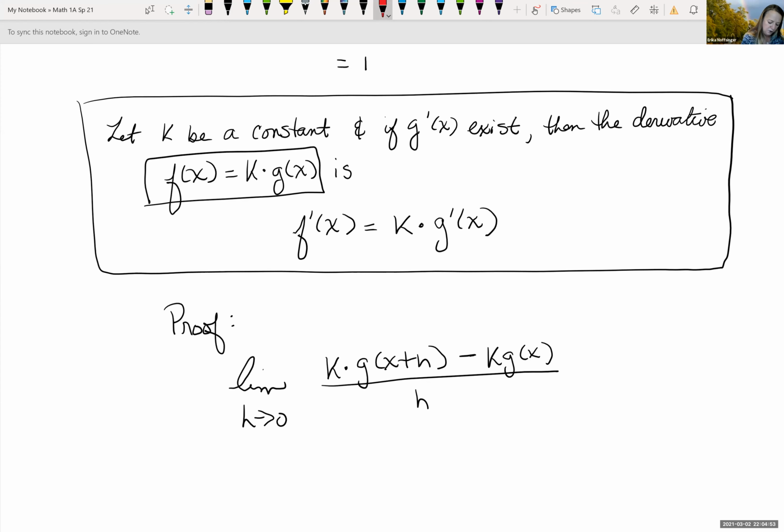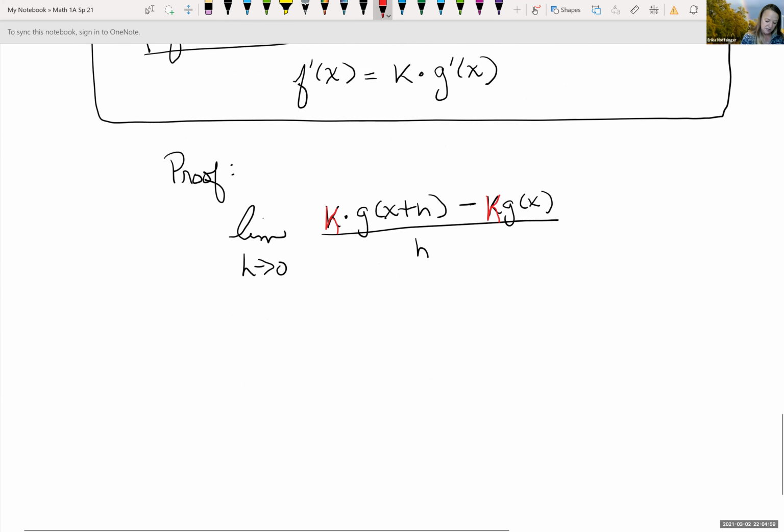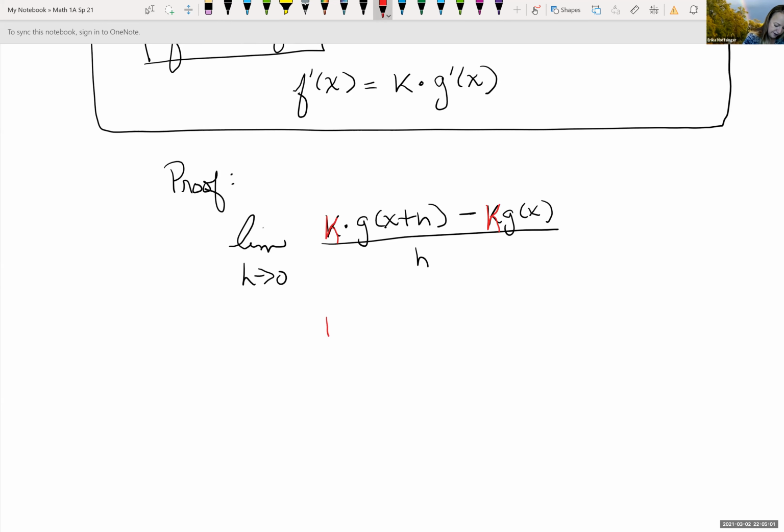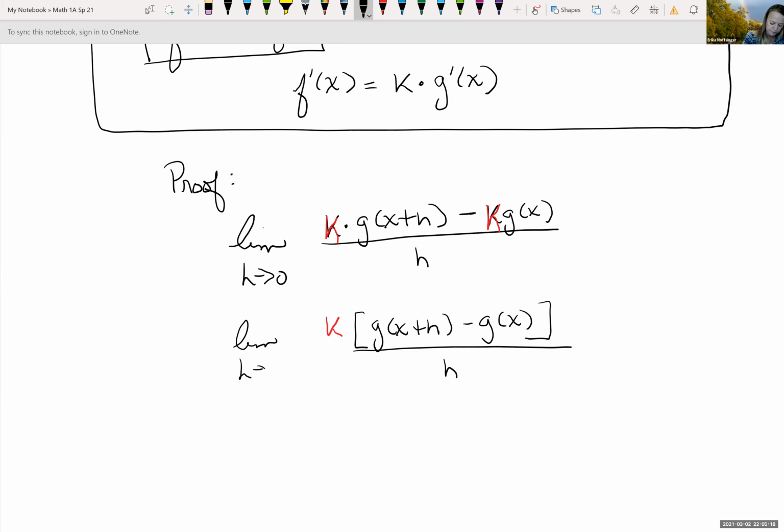So notice my numerator. I have a k in common in my numerator. I can factor that k out of the numerator. So if I pull that k out of the numerator, notice that we're left with a g of x plus h minus g of x all over h. Bringing down the limit, h goes to 0.